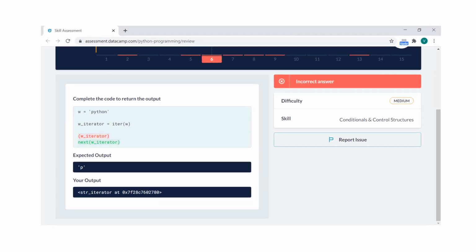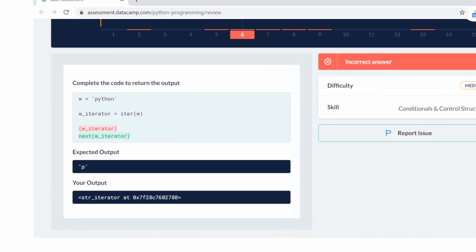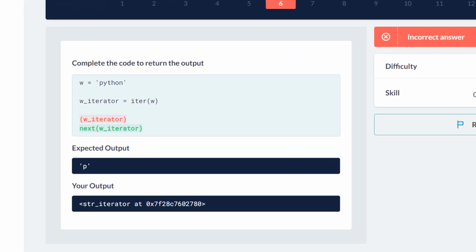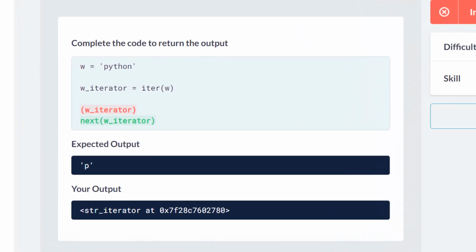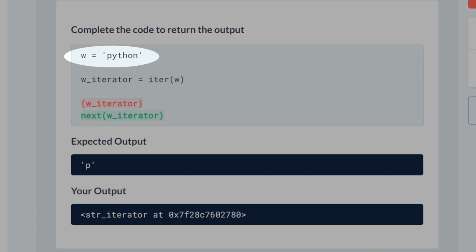Now, let's see question 6. And remember, if you retake the test, you are not going to be able to see this test again. That's why you might take a snapshot of the questions with the answers. DataCamp gives this code, w equal Python, then w_iterator equal iter(w). Then I should complete this code to produce this output here, P, just the letter P. This red is my wrong code. I should write next(w_iterator).